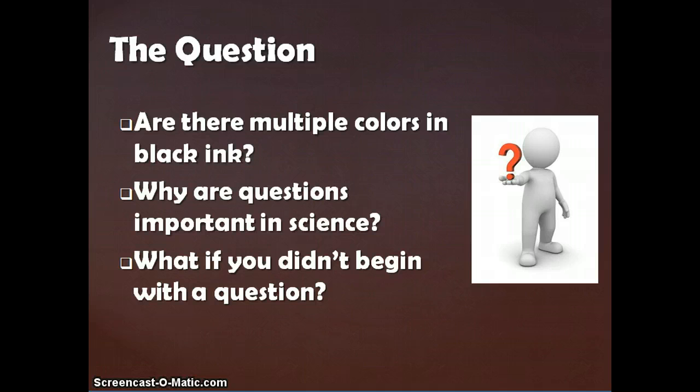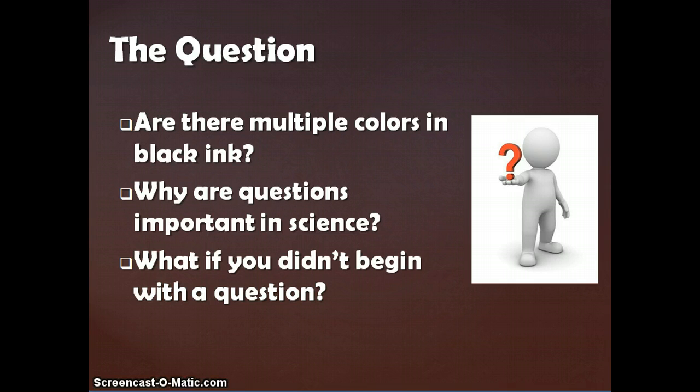Because I saw this, it led to me making a question. It is by making an observation and having this confusion that someone is led to asking a question. So seeing the smear mark being more than one color led me to ask, are there multiple colors in the black ink of my pen?